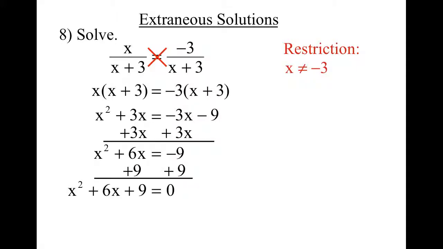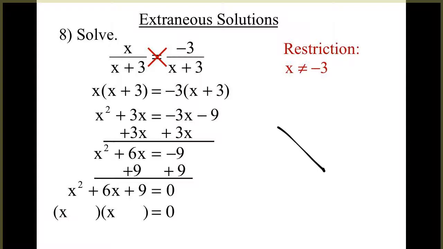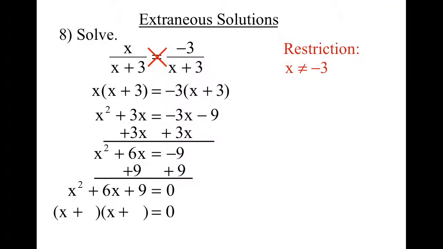And now I have a perfect square trinomial. When I factor, what multiplies to 9 and adds to 6? 3 and 3. And it's a positive 3 and 3. So I say plus 3. When I set them equal to 0, I get that x equals negative 3. Unfortunately, x cannot equal negative 3 because I'm not allowed to divide by 0.